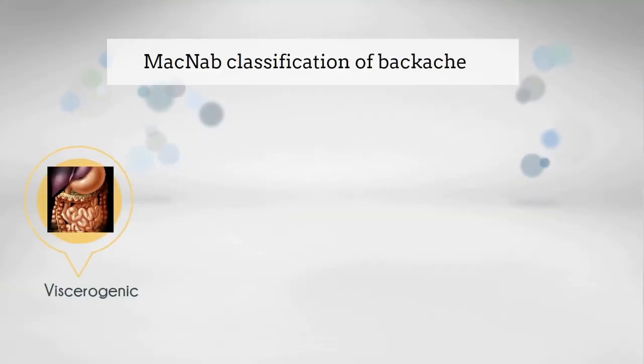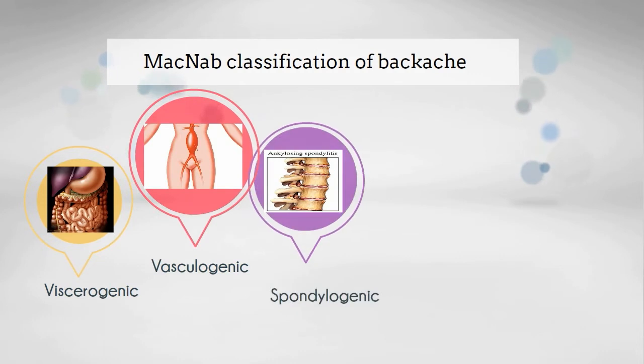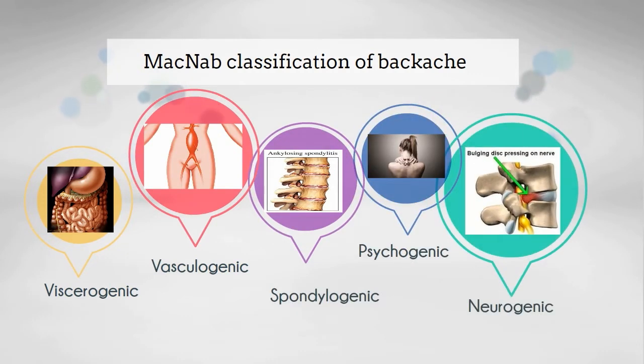McNab's classification of backache gives us an approach to finding the underlying cause of backache. These classes are viscerogenic pain, which is referred to the spine from abdominal and pelvic viscera, vasculogenic, spondylogenic due to skeletal pathology, psychogenic, and neurogenic, which is the focus of this presentation.